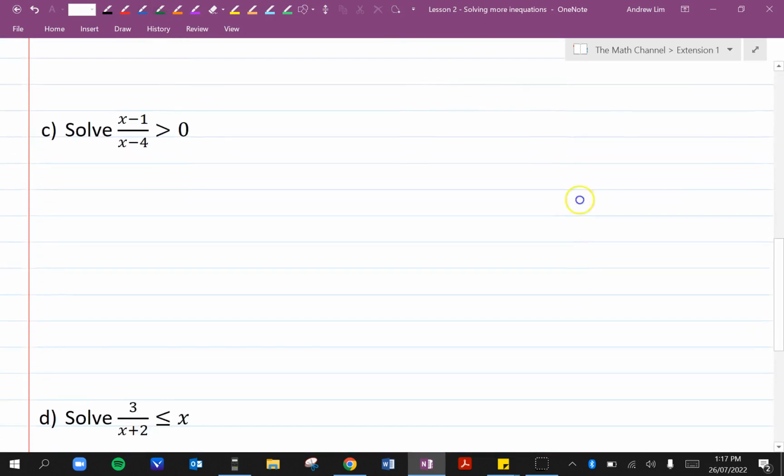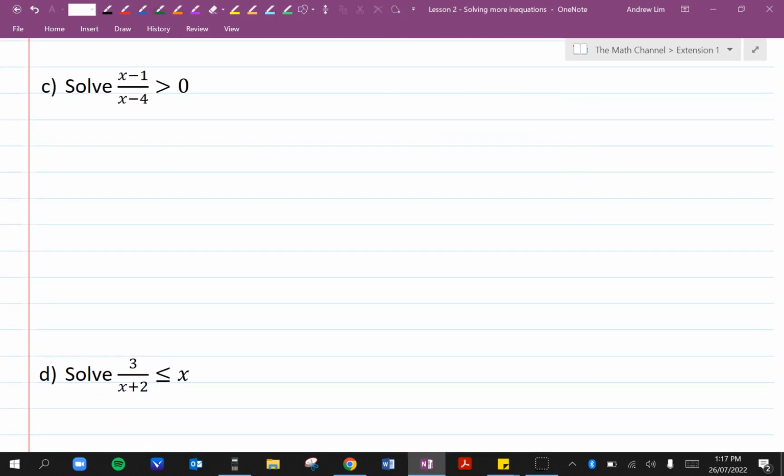Alright, question C. Solve (x minus 1) on (x minus 4) is greater than 0. So here we've got an unknown in the denominator. And in our previous lesson, in lesson 1, we said whenever we've got that, we need to multiply both sides by the square of the denominator. Otherwise, we will only get half of the values, half of the solution set. So we need to multiply both sides by the square of the denominator.